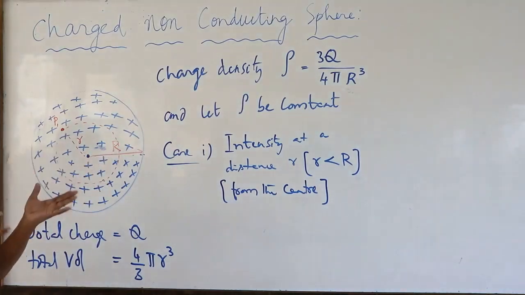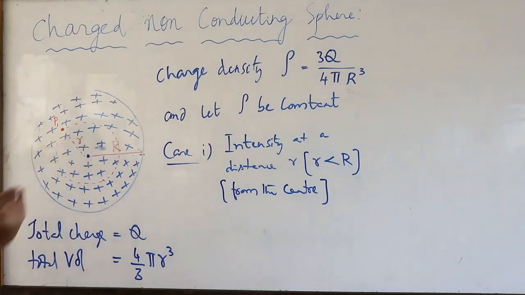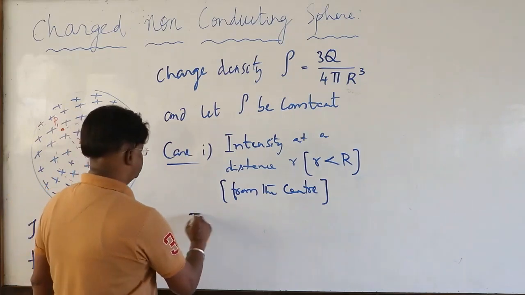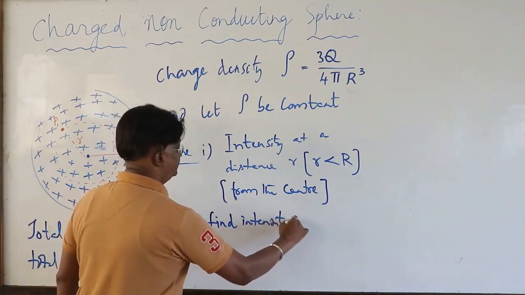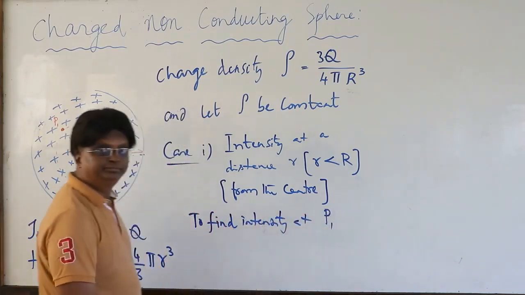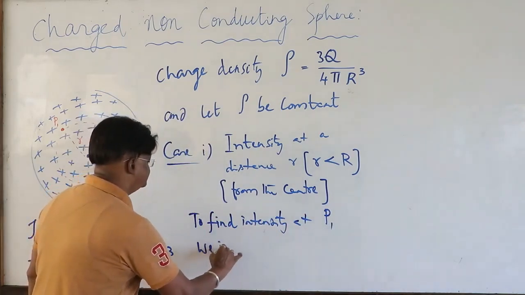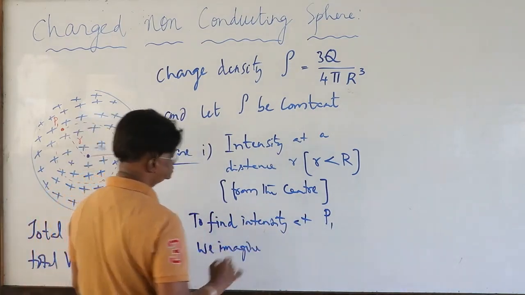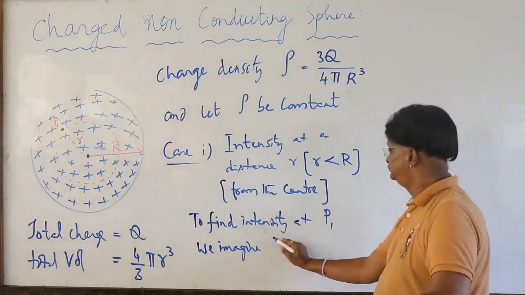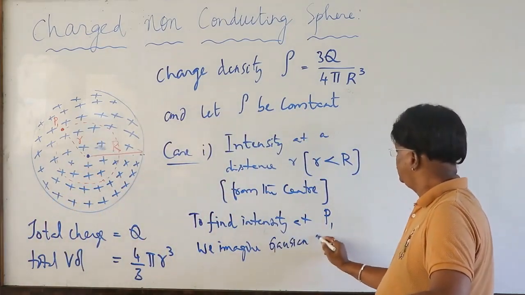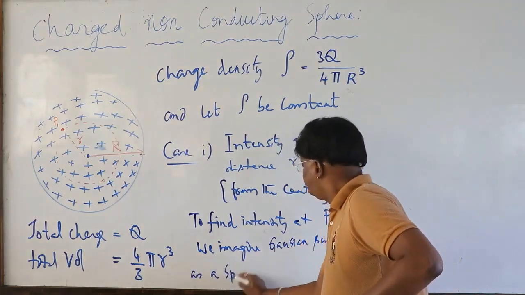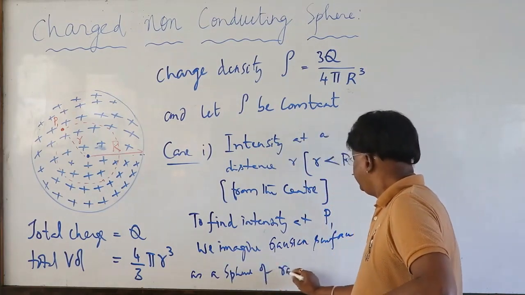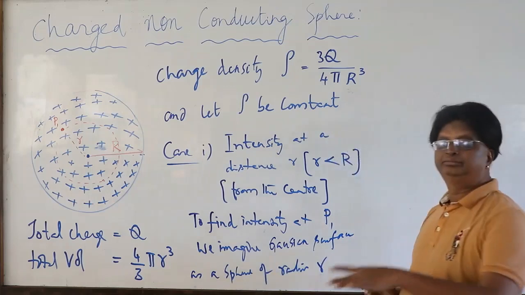Capital R is the total radius, right? A bigger sphere, and then this small r is a smaller sphere within this one. Therefore, now I am writing to find intensity at P1, right? We imagine a Gaussian surface. We imagine the Gaussian surface as a sphere of radius small r.